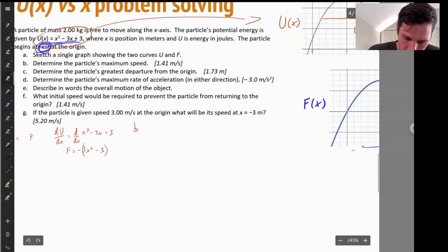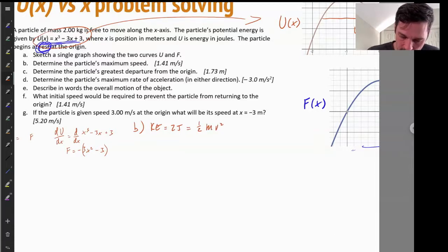So for part B, our kinetic energy is going to be 2 joules. So that's going to be 1/2 mv squared. It's a 2 kilogram object. I think that was chosen intentionally. So we get 2 equals 1/2 times the mass of 2 times v squared. All right, so that cancels. So v equals the square root of 2. v equals 1.41 meters per second.